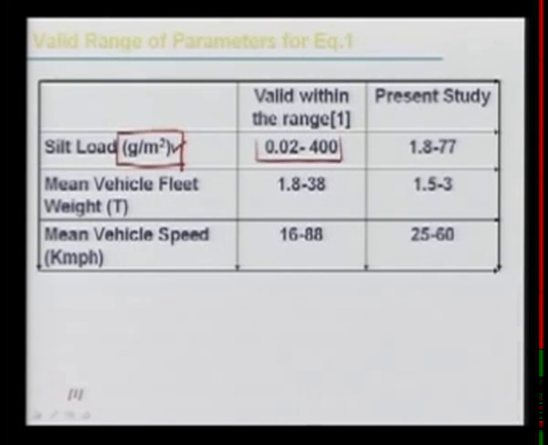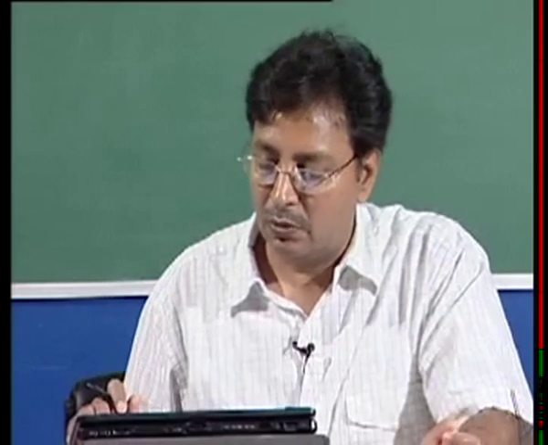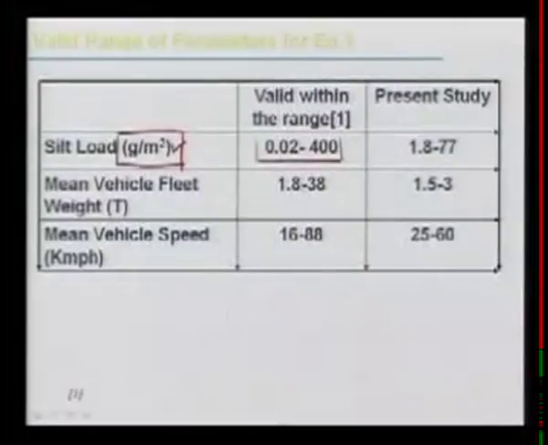In the area where the study was done, we found that the silt load ranged between 1.8 to 77. So that was well within the range. Mean vehicle fleet weight can be somewhere between 1.8 to 38 tons; in this study it was like this. Mean vehicle speed is in kilometers per hour and should be between 16 to 88; in this study it was 25 to 60.